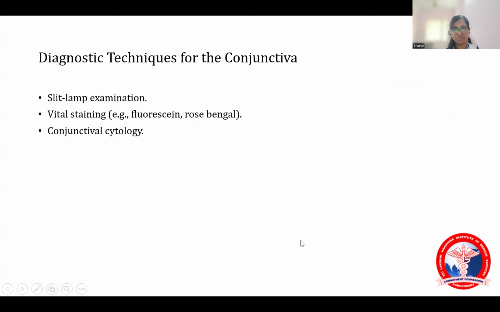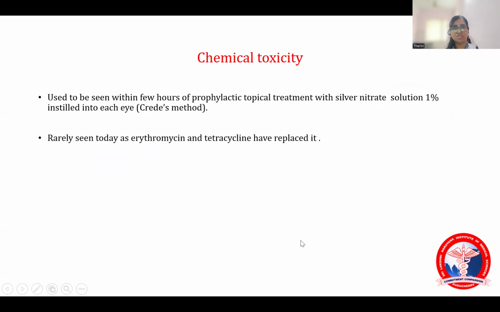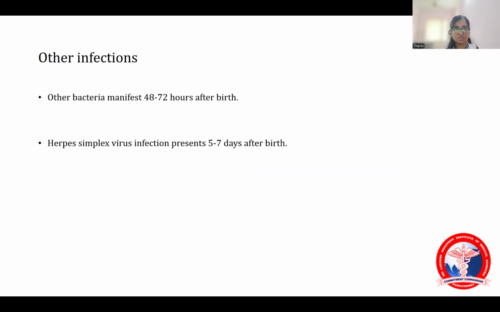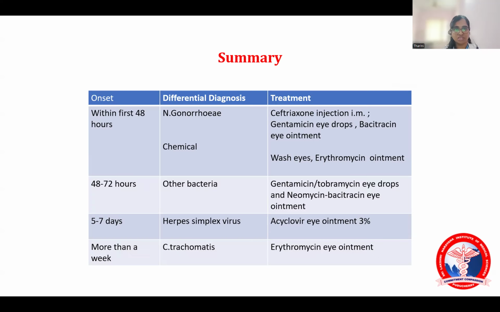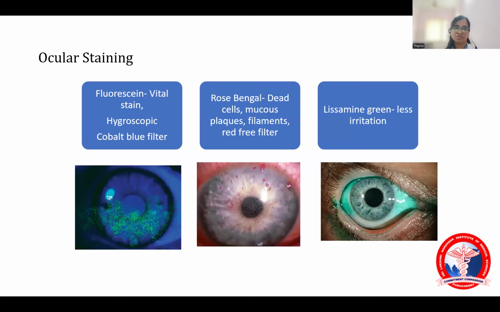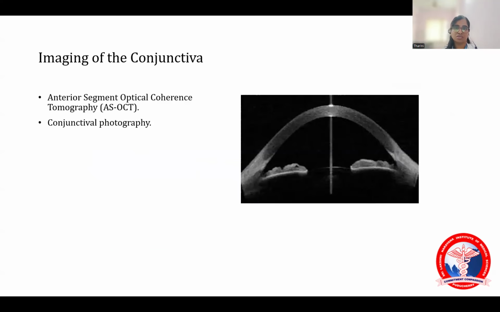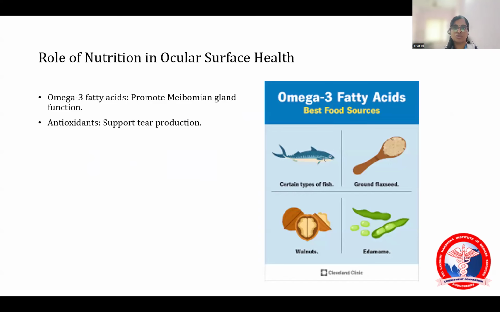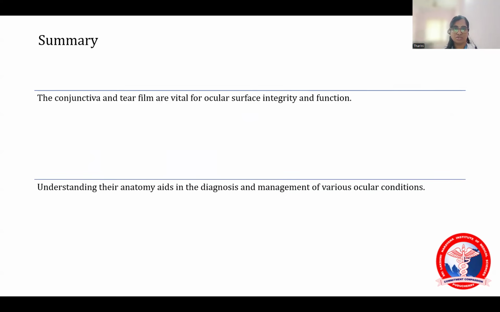If we don't treat it, the child can go on to corneal perforation also. So it is very important to treat gonococcal conjunctivitis early. And how do we examine the conjunctiva? We can use a slit lamp, or vital stains to stain the conjunctiva. Then we can do the imaging part, and finally, how we manage the conjunctival diseases and how to promote conjunctival health. We can provide nutrition. This is the summary. Thank you.